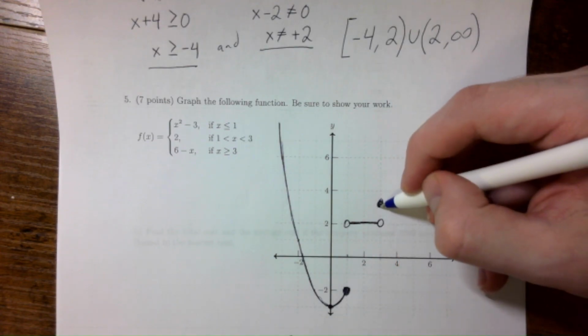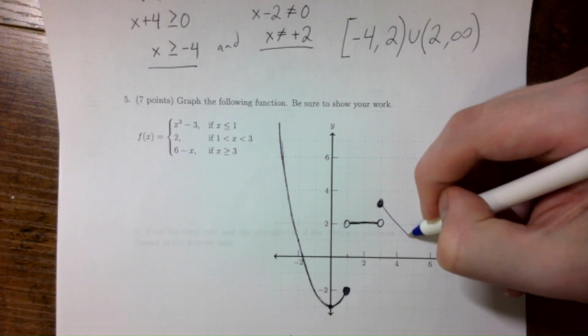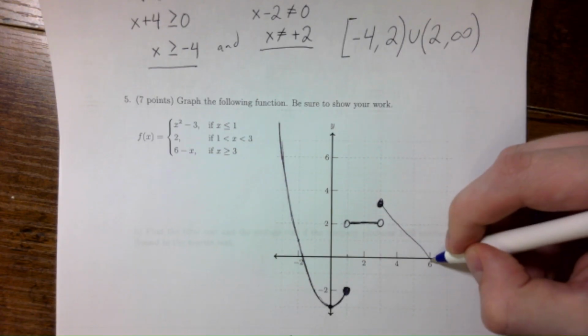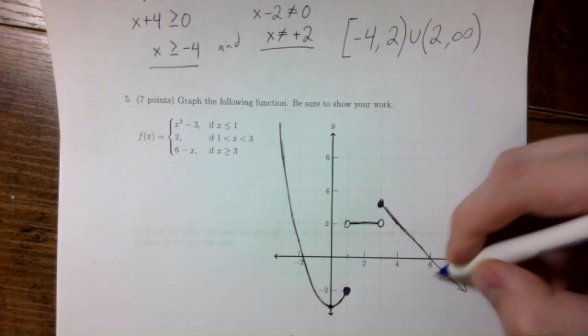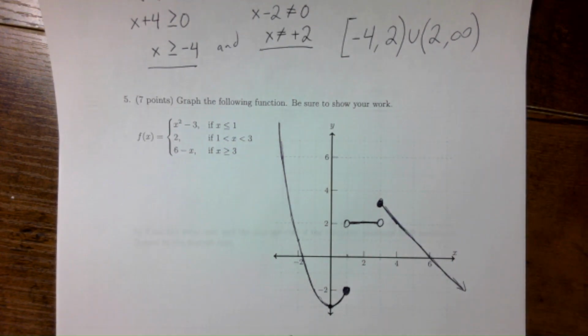And if I continue, I go over 1, down 1, over 1, down 1, over 1, down 1, over 1, down 1. I continue this line, and I get this line right here. And so that's how we're going to be able to figure out the rest of this graph. And so this is going to be the graph of that function, f of x equals x squared minus 3 if x is less than or equal to 1, 2 if x is between 1 and 3, and 6 minus x if x is greater than or equal to 3.